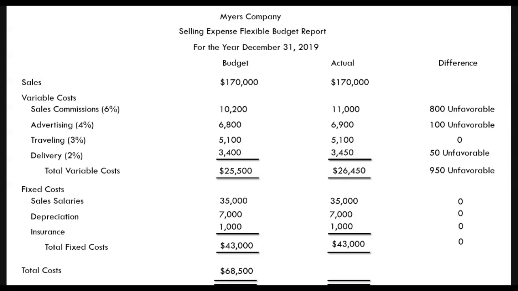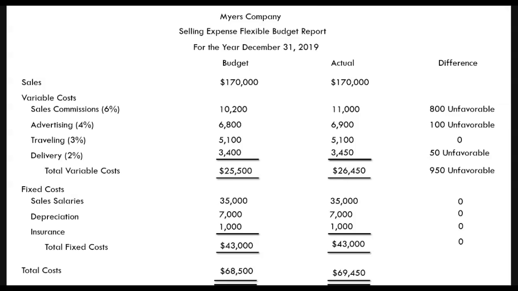Now our total cost. For the total cost, we take our total variable plus our total fixed. So $26,450 plus $43,000 gives us a total cost amount of $69,450.